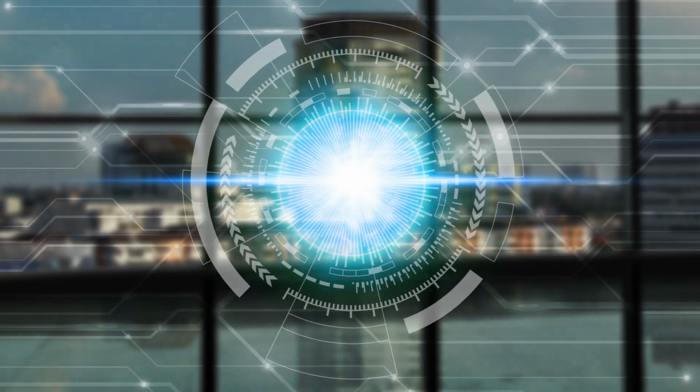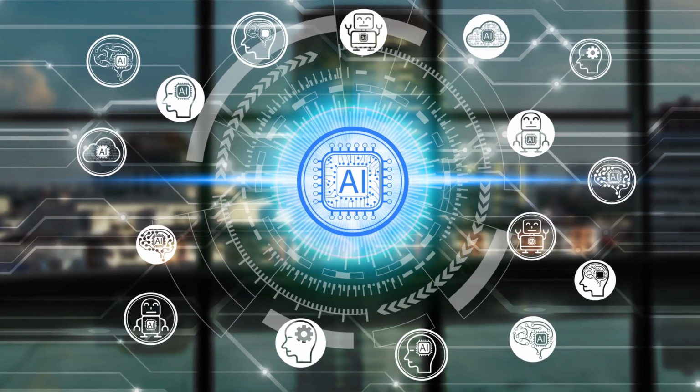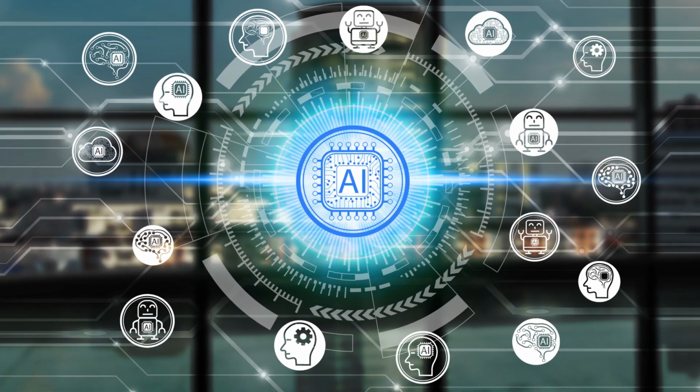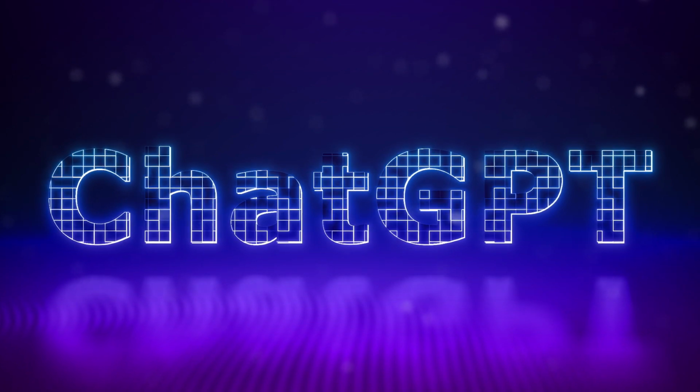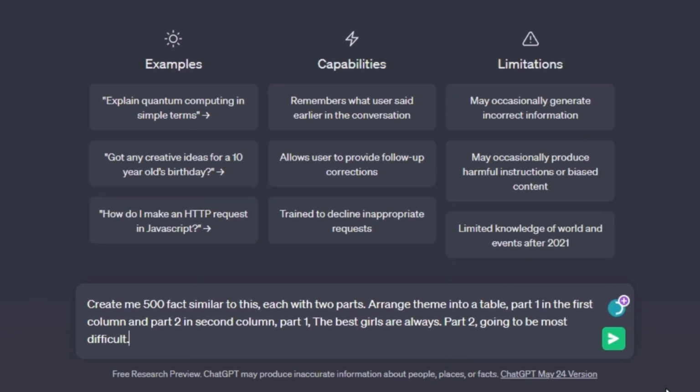I will use 2 different AI tools to leverage the power of AI and make this production process a little bit automated. And of course, I will also use Canva as a video editor. So the first AI tool is ChatGPT. Simply go to ChatGPT. Now create me 500 facts similar to this, each with 2 parts. Arrange them into a table, part 1 in the first column and part 2 in the second column.